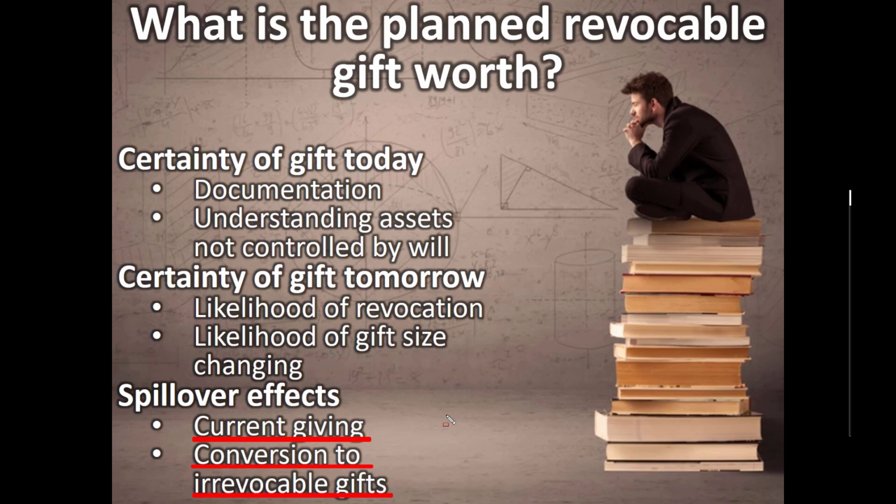Here are some planned giving instruments that allow you to make that irrevocable, such as a charitable gift annuity, a charitable remainder trust, a retained life estate, also known as a remainder interest deed, and so forth. So there can be value in the planned revocable gifts based upon the spillover effects of that gift. So these are the factors that we want to look at when we're trying to get a reasonable estimation of what a planned revocable gift is worth.